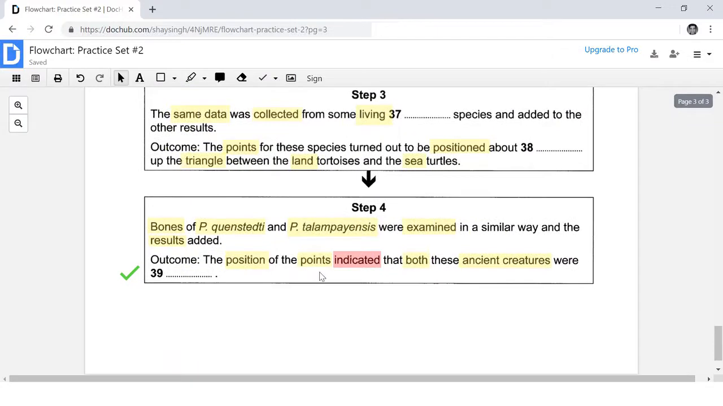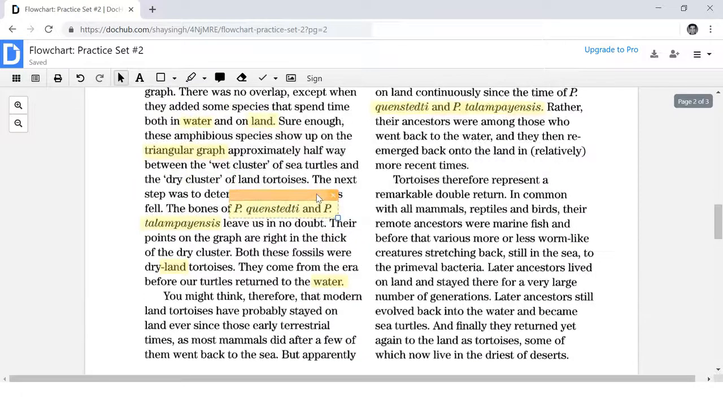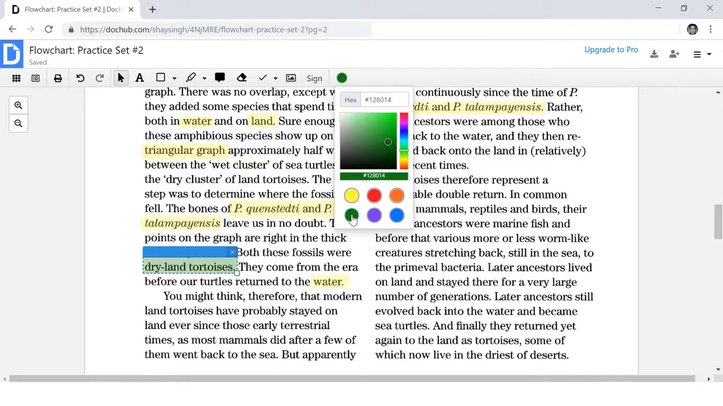So here it is saying the position indicated that both creatures were what? What did the position indicate? That both creatures were what? Here it says that both these fossils of creatures, they're talking about these two species. The bones are the fossils. So both these creatures were what? Were dry land tortoises. There we go, that is our answer. That was a little bit tricky. It used synonym language. So always be on the lookout for such synonym language.